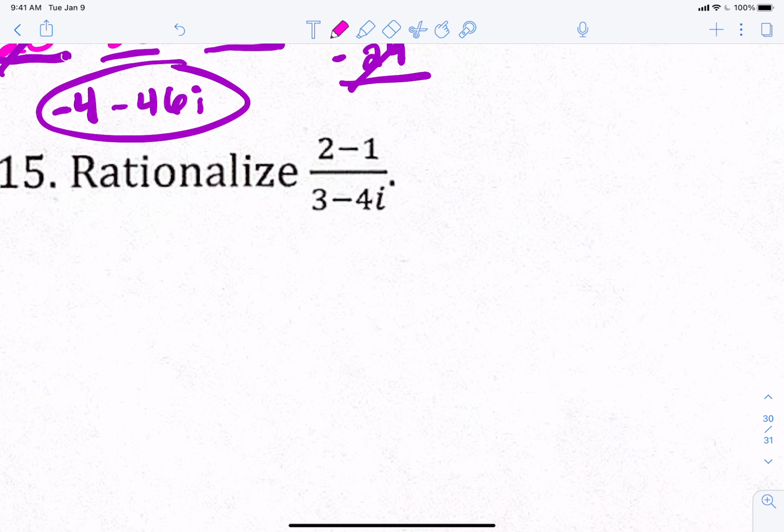Rationalize. What do I have? Oh, this is an i, by the way. That's a typo. Did you guys see that? 2 minus i, that's a typo. I'm sorry. What do I have a problem with? i's on the bottom. How do I get rid of the i's on the bottom?